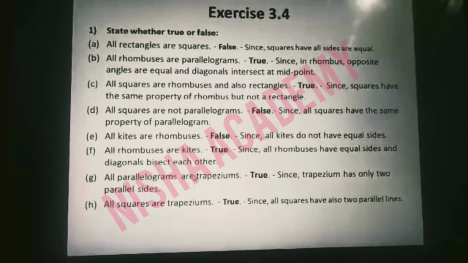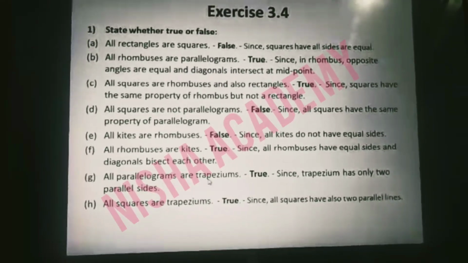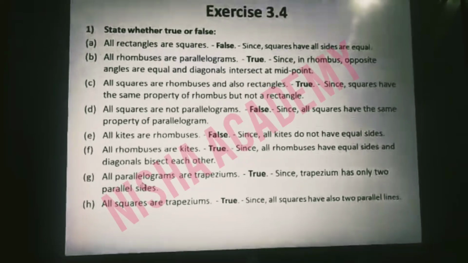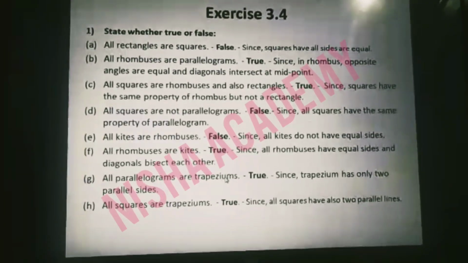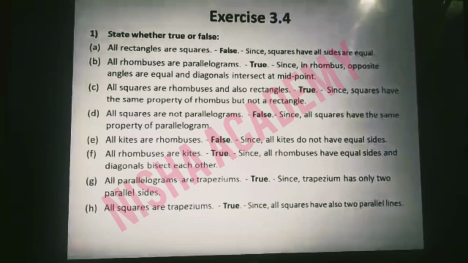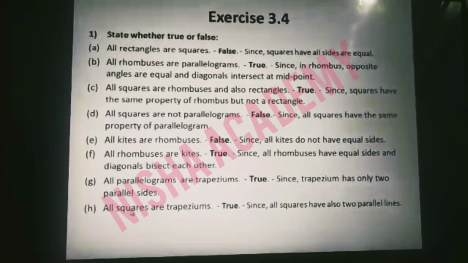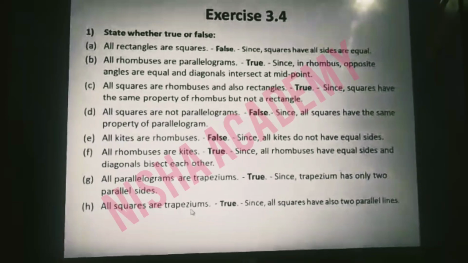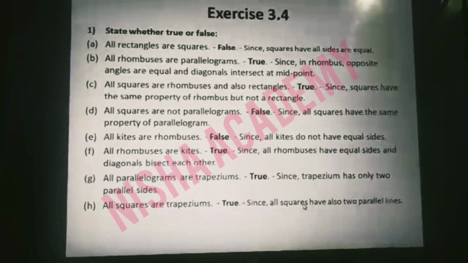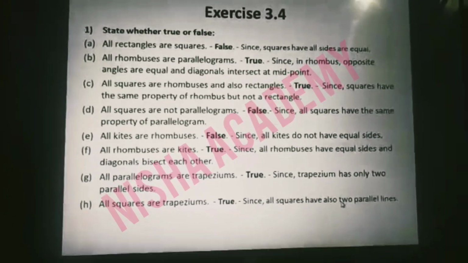All parallelograms are trapezium, meaning a parallelogram has the properties of a trapezium, which is true. And all squares are trapezium, which is also true. Why? Because a square also has the properties of a trapezium. Why? Because a square also has two parallel lines.